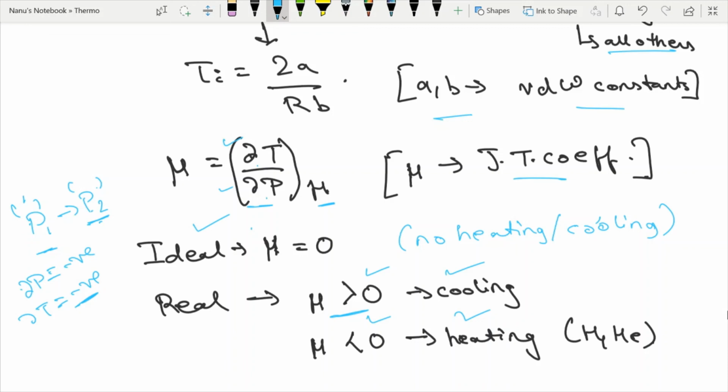The change in pressure is always negative because it's going from more compressed to less compressed. But if now heating is observed, your change in temperature has a positive value. The final temperature is higher than the initial temperature. Now the numerator is positive and the denominator is negative, right? So all in all, that will be negative. So mu will have a negative value if heating is observed. That's for hydrogen and helium.